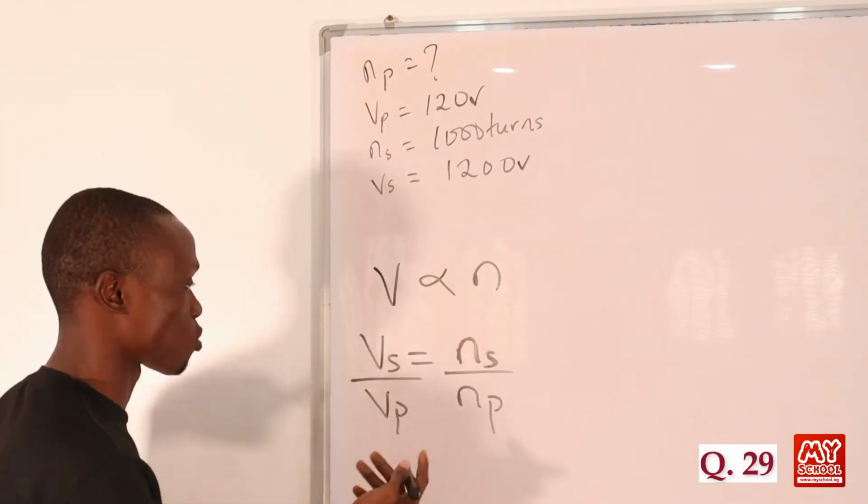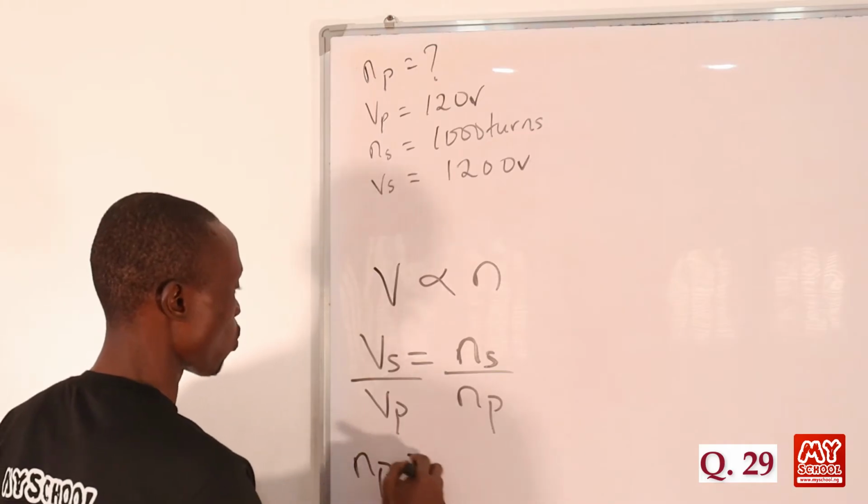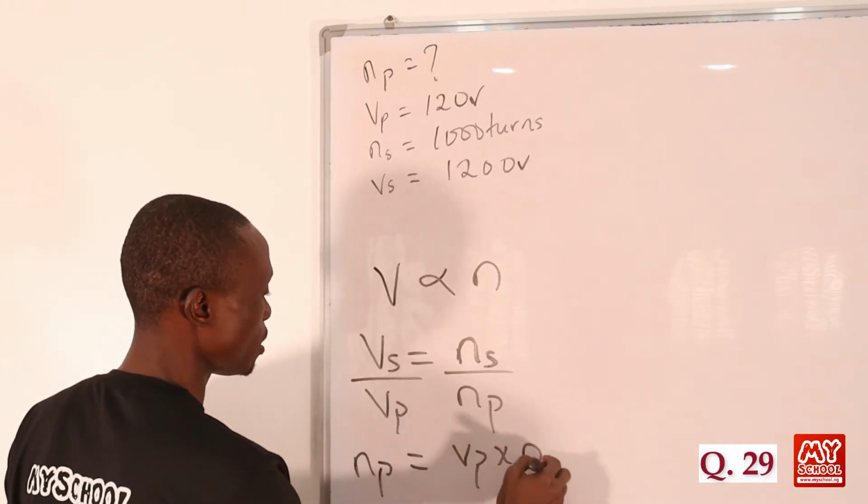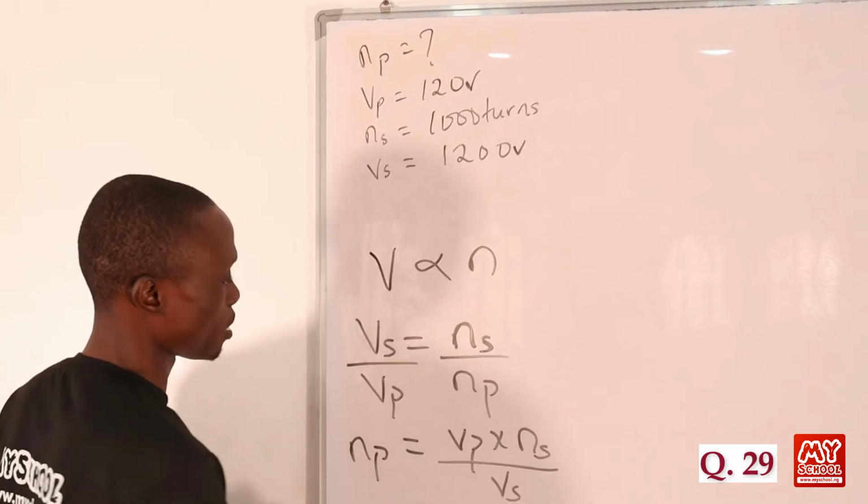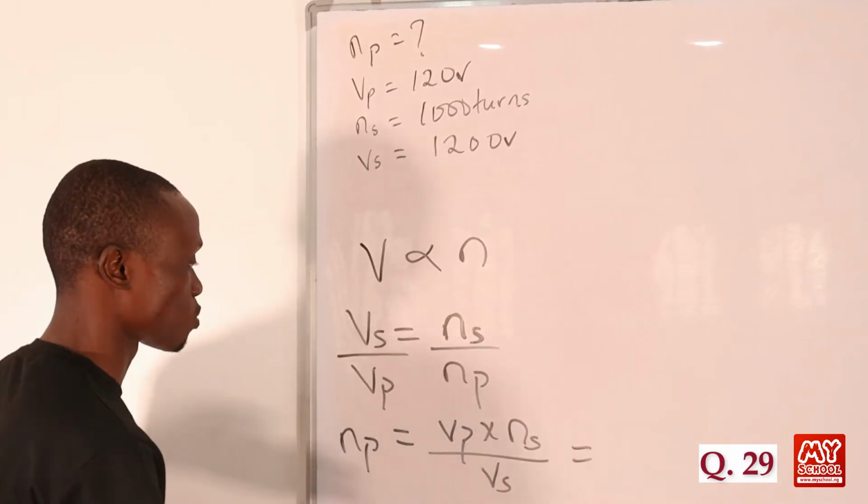So we just make it the subject of the formula, so that Np will be equal to Vp times Ns divided by Vs, right? So let's substitute the values that are given to us from the question.